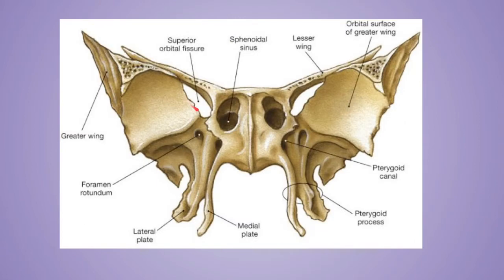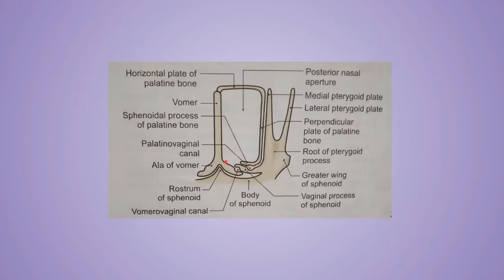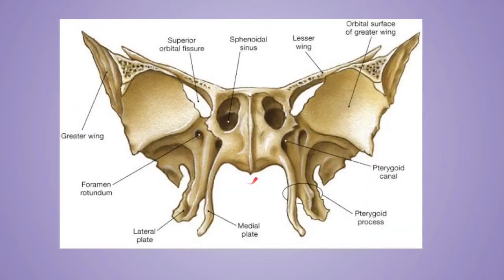Now the posterior view. This is the rostrum of the sphenoidal bone. The ala of the vomer splits into two parts, and the superior part articulates with the rostrum of the sphenoidal bone. So this is the rostrum, which articulates with the ala of the vomer.